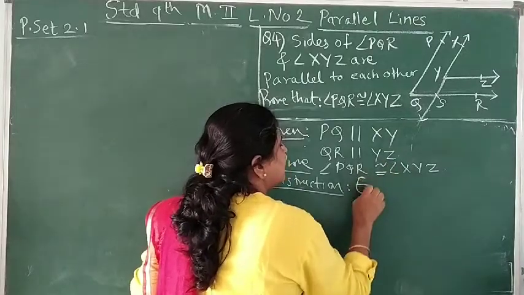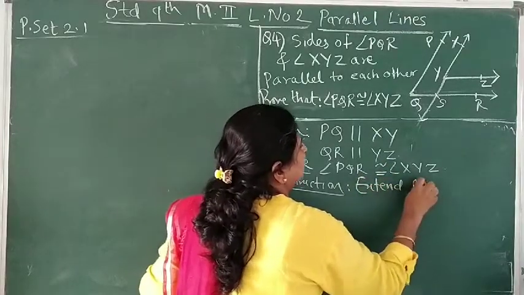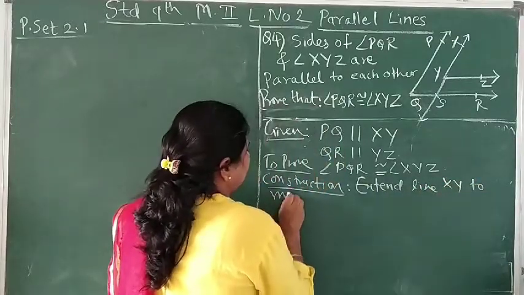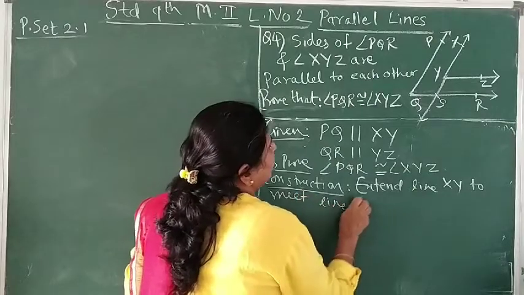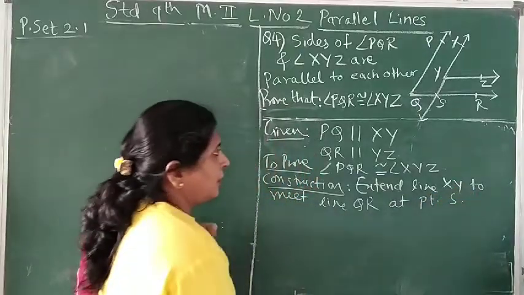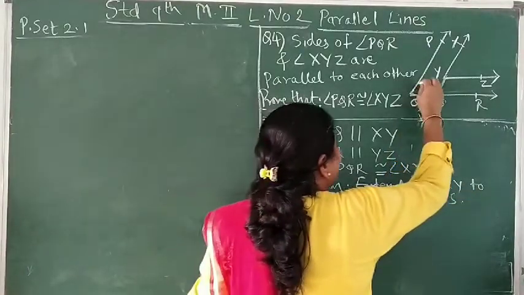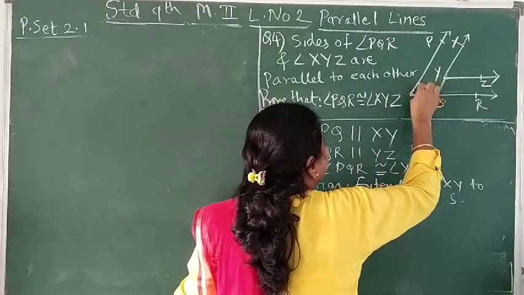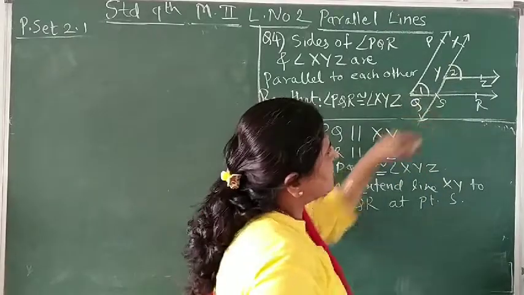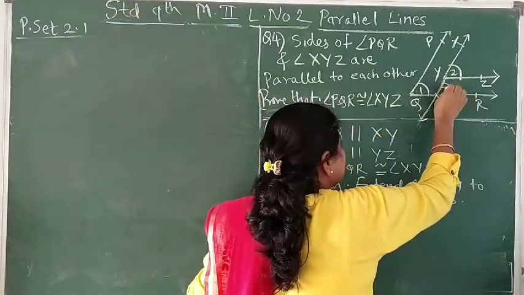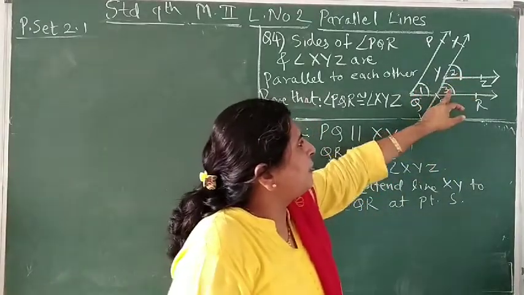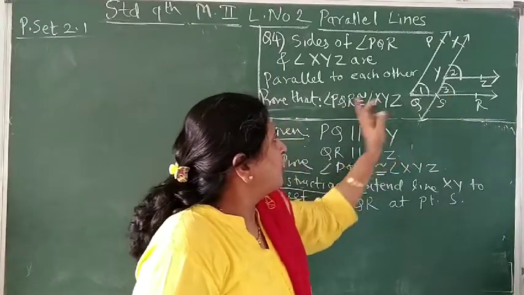Construction: extend line XY to meet line QR at point S. Now we have to show these two angles are congruent: angle PQR, say angle 1, congruent to angle XYZ, angle 2. As we have extended this, we have got another angle, say angle 3. So how can we prove angle 1 is equal to angle 2? Let's take the help of the third angle.